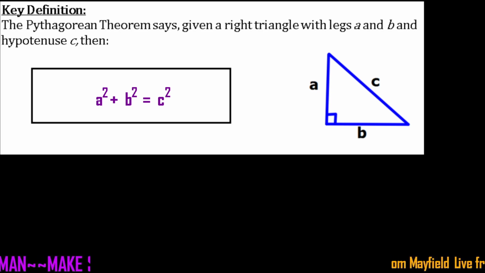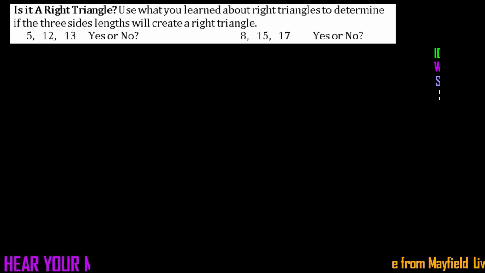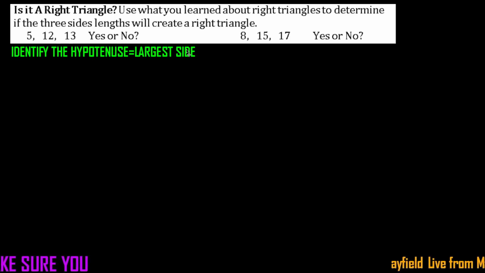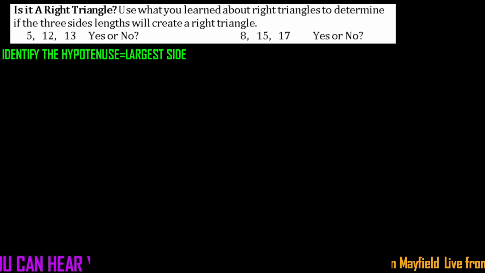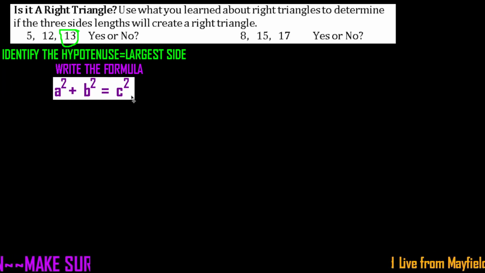So let's apply the Pythagorean Theorem to see what we can come up with. It says, is this a right triangle? We want to use what we've learned about right triangles to determine if the three side lengths will create a right triangle. We're given three values and we want to see if this is actually a right triangle. We have to say, given these three sides, which one is the hypotenuse? That's the largest side. First off, we know the hypotenuse is 13. Now we can write the formula: a squared plus b squared equals c squared.